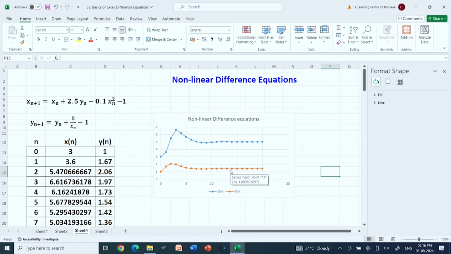So, with this we come to the end of this particular lecture, where you have learned how you can solve a difference equation with the help of Microsoft Excel. As you go along, you will come across models which will be represented by difference equations, and you will be using Microsoft Excel to get the solution and its corresponding visualization.